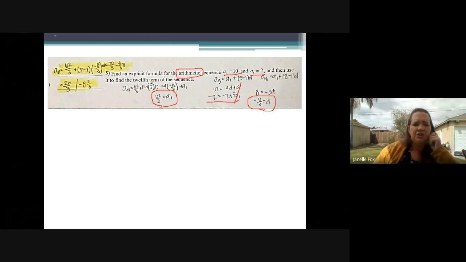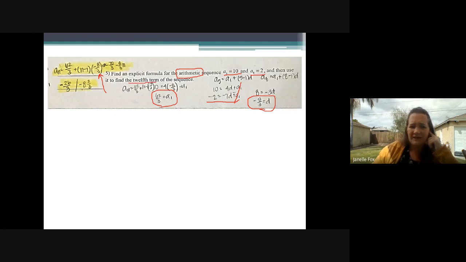There are actually 2 different ways that you can report the explicit formula. One way is to leave it as a sub n is 62/3 plus n minus 1 times the -8/3. You can see how I did my parentheses right there. Or you can distribute the -8/3 and combine like terms. That other answer is 70/3 minus 8/3 n. Either one of those is fine, right? 2 different choices.